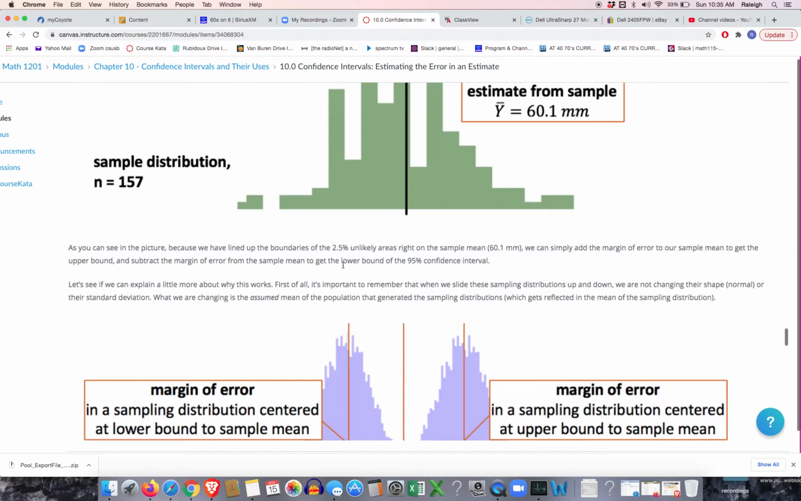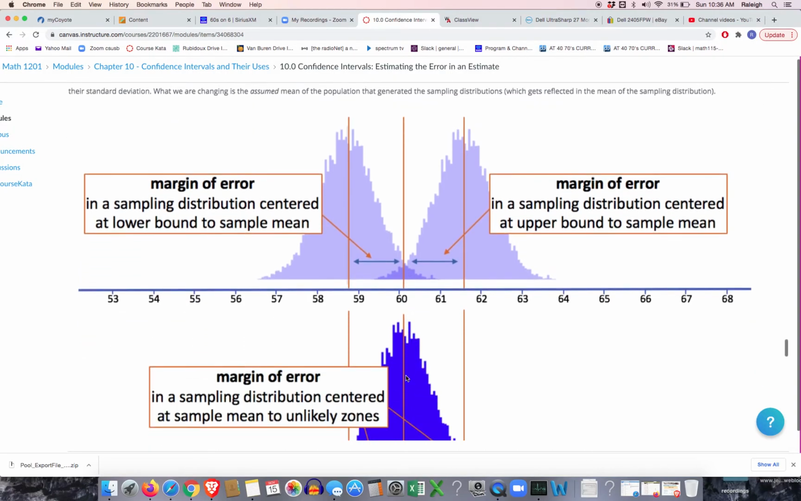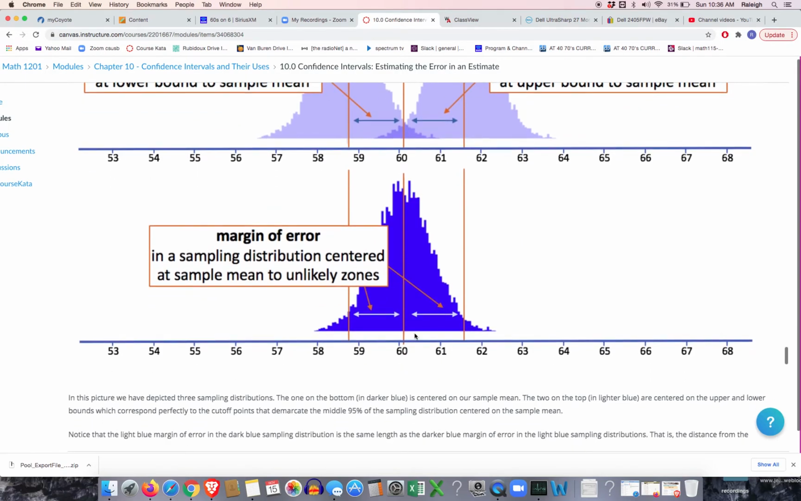So the bottom line is important. This middle stuff, I'm not so sure. Anyway, they talk about the left portion maybe being 58.7 or so, and this right portion with a mean of 61.6 or so. They meet in the middle, and that's where the 60.1 should be that we have for our sample mean. Those are called the margins of error. And so this is the better picture.